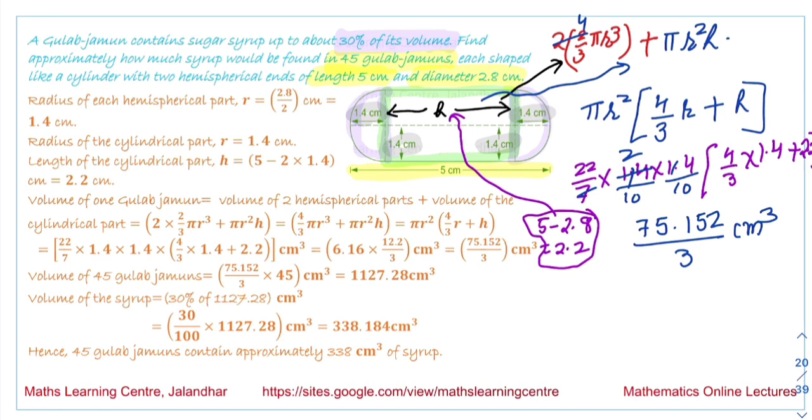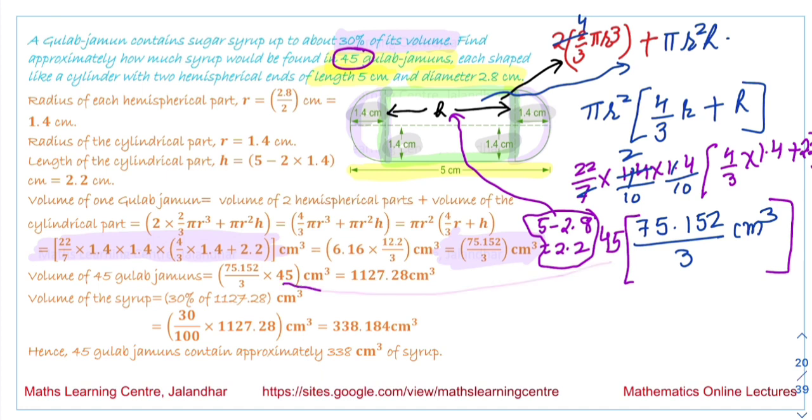The calculations are shown over here. On substituting the values, we will get the answer in this form, and the final volume for one gulab jamun is equal to this. Now how many total gulab jamuns do we have? It is given that there are total 45 gulab jamuns.